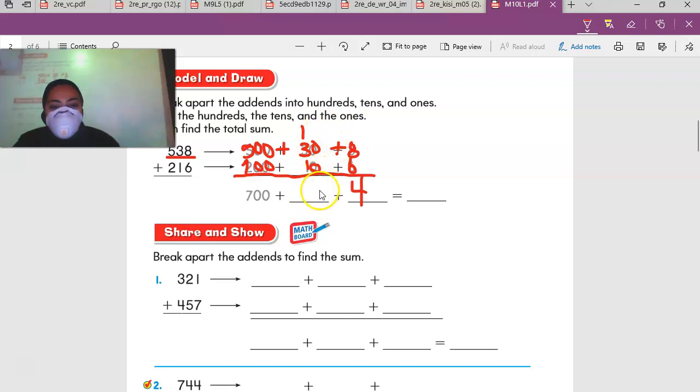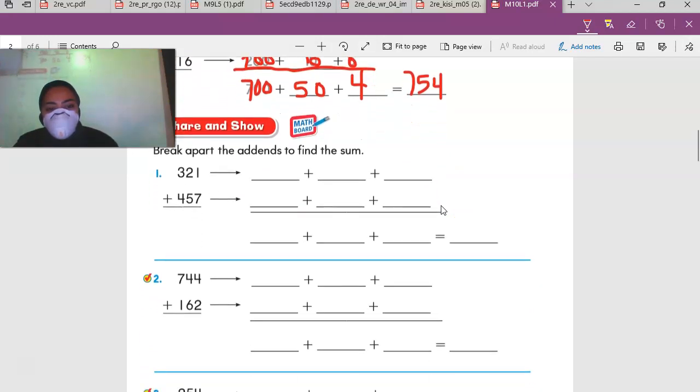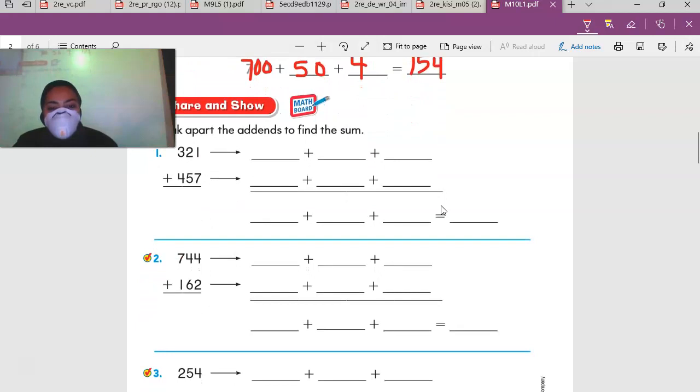0 and 0 is still 0. 3 plus 1 is 4. And 4 plus 1 is 5. And 0 plus 0 is 0. And 0 plus 0 is 0. And 5 plus 2 is 7. Now if I put this number together, what is my answer? 754. They're showing you a different way to add 3-digit numbers. That's basically what we're doing in this unit, okay?